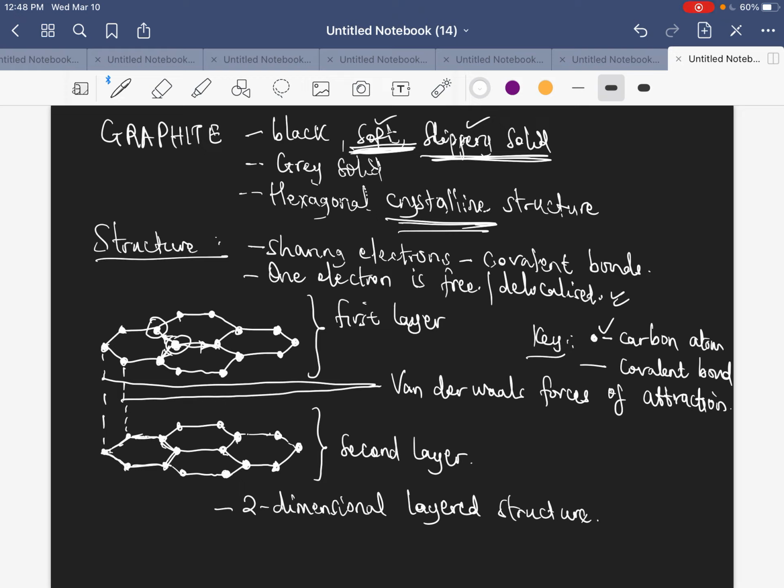Another point to note, because graphite has delocalized electrons, as we said, each carbon atom has a delocalized electron, or a free electron. Those electrons are mobile. They are free to move from one point of the structure to the other. And because of that, we say graphite can conduct electricity, or is a good conductor of heat and electricity.